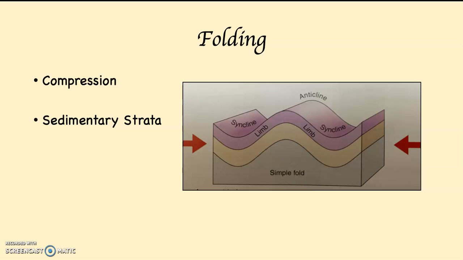Now, if you take a look, you can see that there are two basic landforms that are created as a result of folding, of crustal compression. And you can see those two red arrows pushing in towards each other, causing this folding process. An anticline is the upfold. The syncline is the downfold. So the syncline is going to make a valley, the anticline is going to make a mountain.